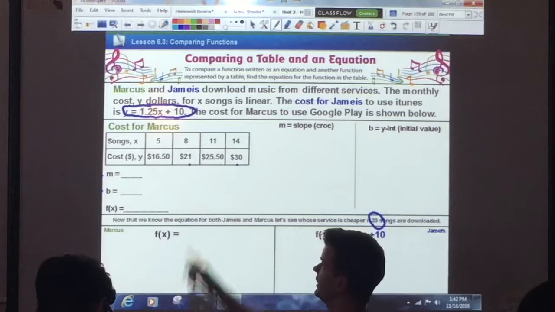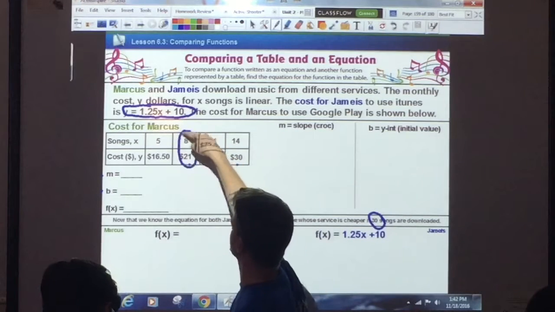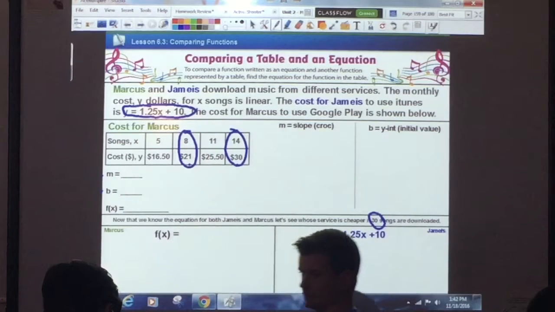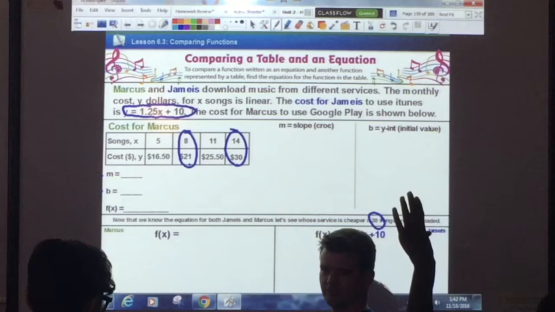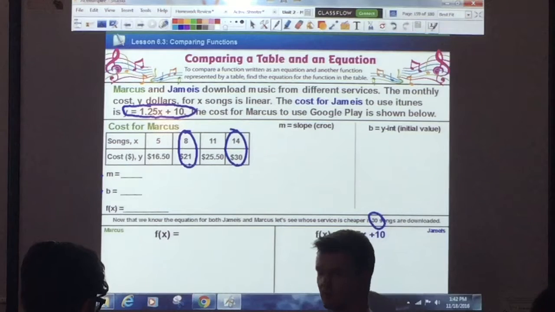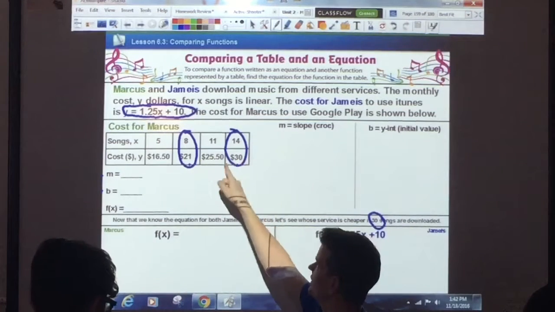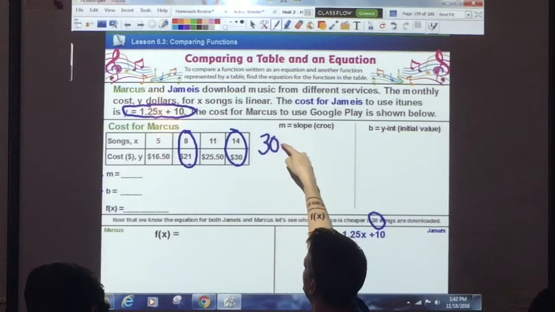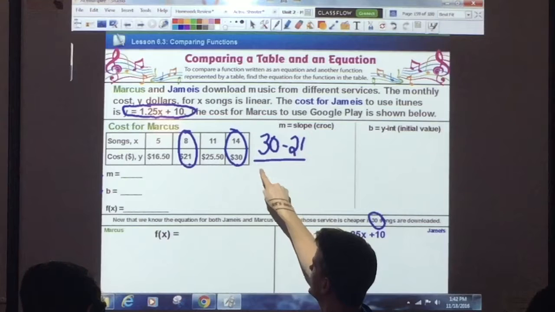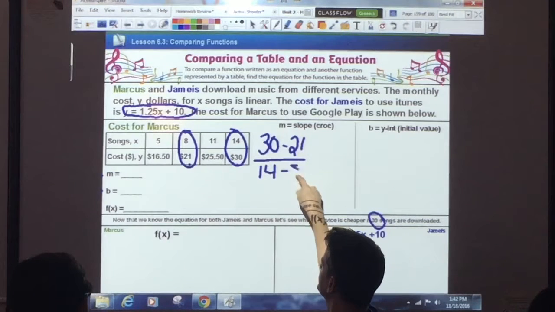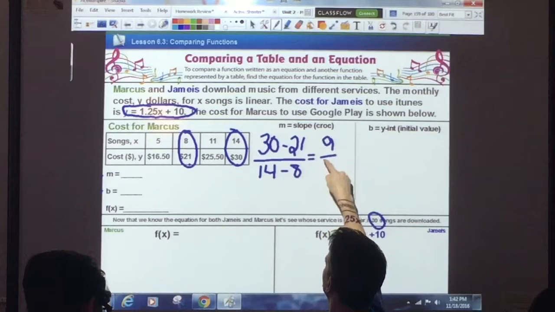What's your y2 here? You have xy, xy. These are your coordinate pairs. What's your y2? Anybody want to help them out? What's y2? Anybody? Class, what is it? 30. It's the larger of the y values. So 21 and 30, it's going to be 30 minus y1, which is 21, over x2 minus x1. So 14 minus 8, that's going to give me 9 over 6.